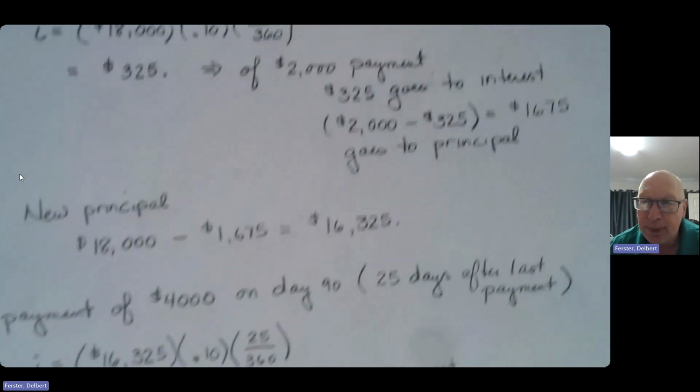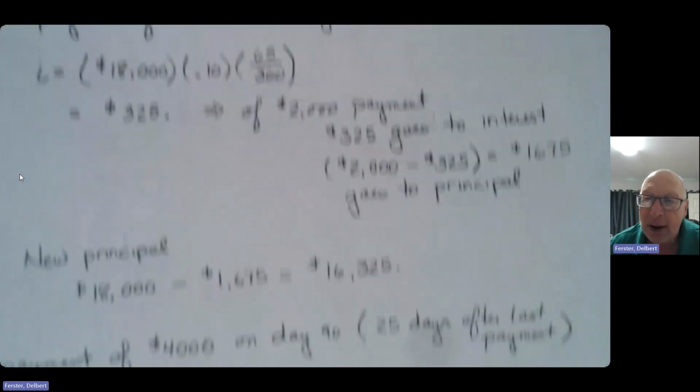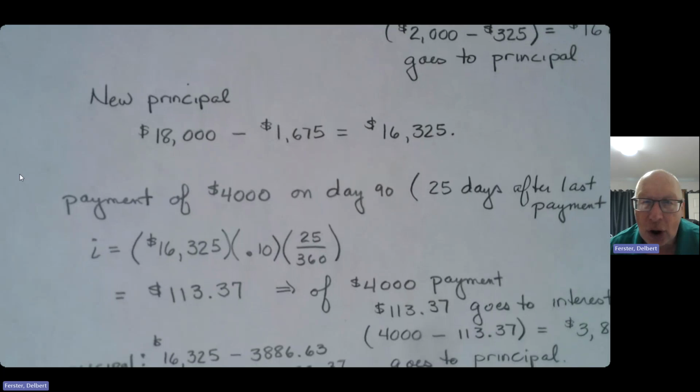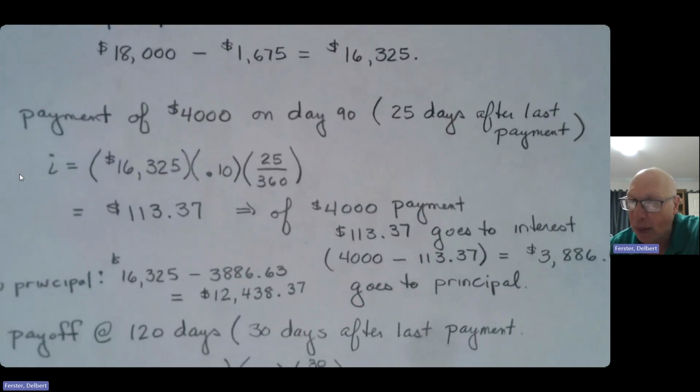All right, if you remember, our first payment was on day 65. So to get to day 90, 25 days have passed since the last payment. That's 90 minus 65. So your first step is to find the interest charge. So now your new balance was $16,325, still 10%, 25 over 360. We find that of that second payment of $4,000, $113.37 has to go for interest charges. The balance of the $4,000 payment diminishes the amount we owe.